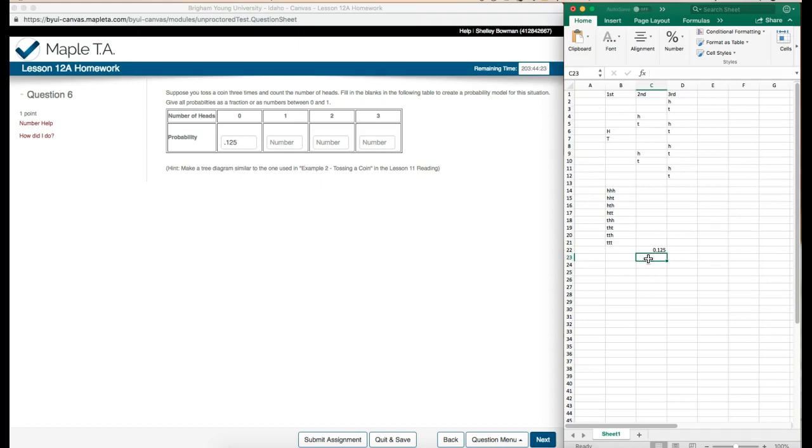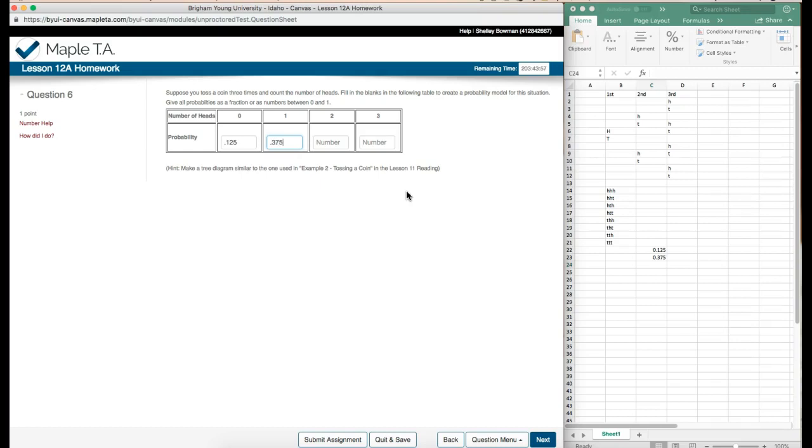The next one says how many have just 1 head. So I have 1 here and 1 here and 1 here. So there's 3 different ways of getting 1 head. So 3 out of 8 equals 3 divided by 8, which gives me, and I'm going to write it all out as well, 0.375. And then the next one, how many to get 2 heads, and you'll see 1, 2, 3.